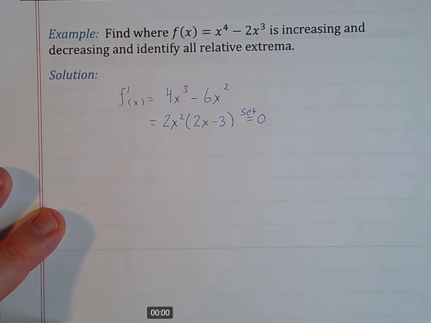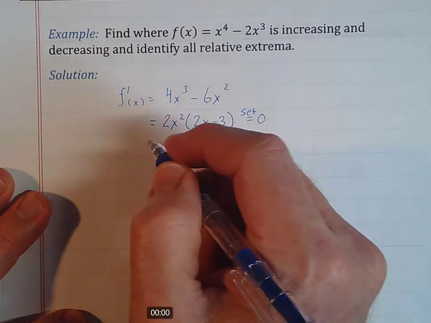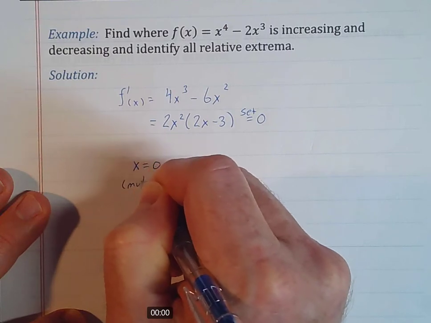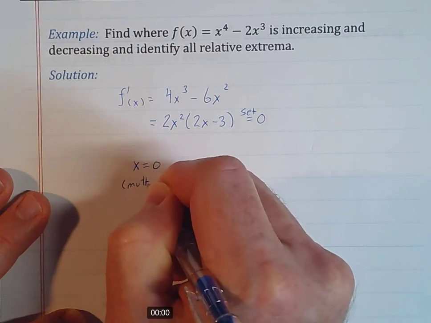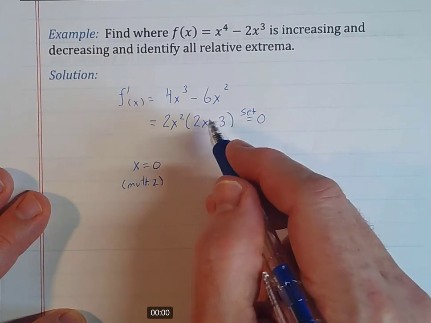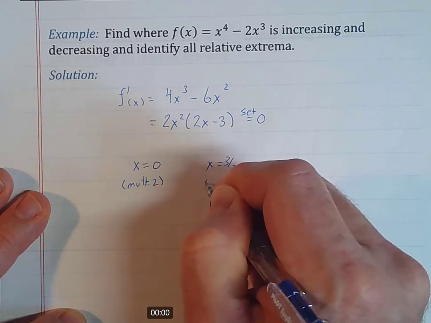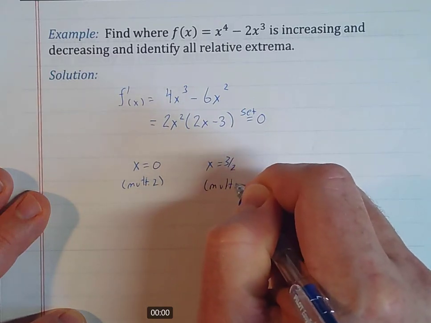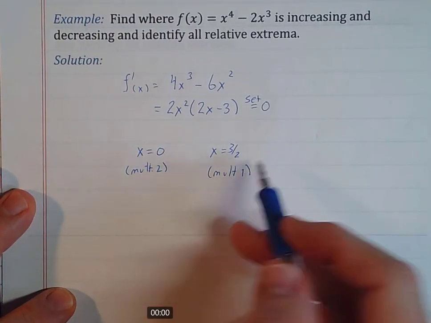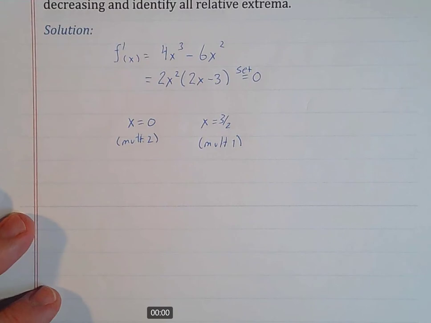And so it looks like I would get a couple of solutions here. If I set this equal to 0, I get x equals 0, and that happens with multiplicity 2. And here the 3 would go over, which gives me x equals 3 halves, and that happens with multiplicity 1. We usually don't write down the multiplicity 1s, but I'm doing it in this case.